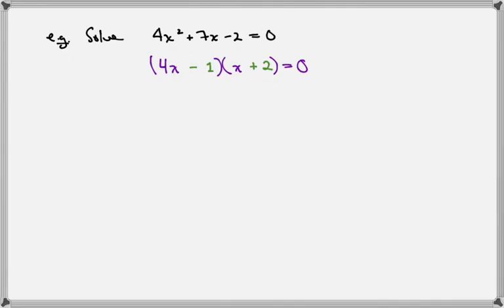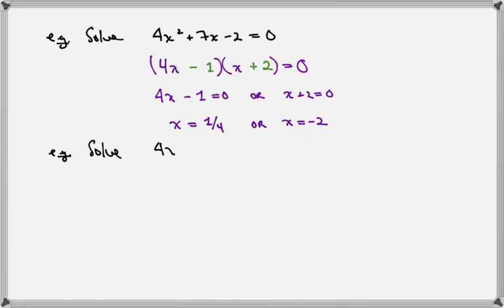Now we use the factor principle. 4x minus 1 is 0, or x plus 2 is 0. If I solve the first equation, x is equal to 1/4, and the second one says x is equal to minus 2. Factoring is very hit and miss. We were lucky in this example to stumble upon the right combinations, and it could be that the numbers that require you to factor just are not nice numbers, and so in some examples you just need to fall back on the quadratic formula. Here I have 4x squared minus 7x plus 2 is 0.